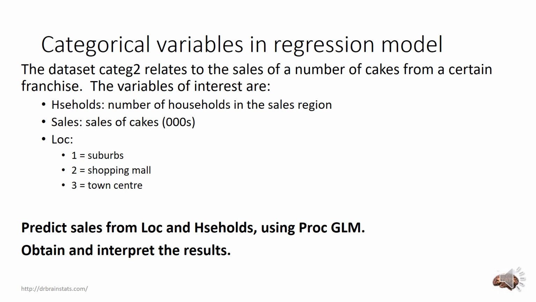Categorical variables in a regression model. The dataset categ2 relates to the sales of number of cakes from a certain franchise. The variables of interest are number of households in the region, number of cake sales, and a location. Now we want to predict sales from location and households using PROC GLM.